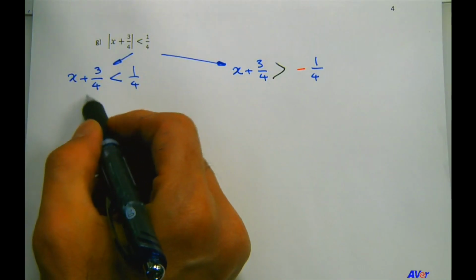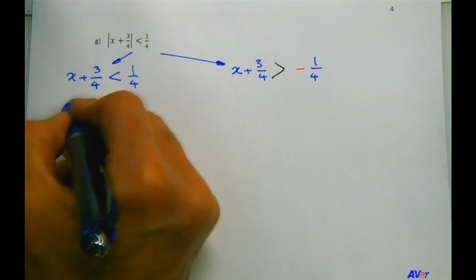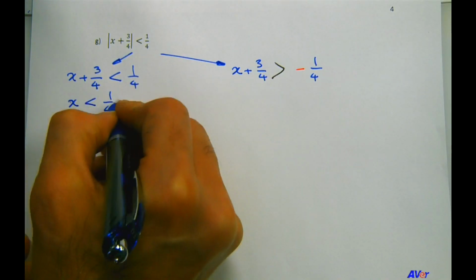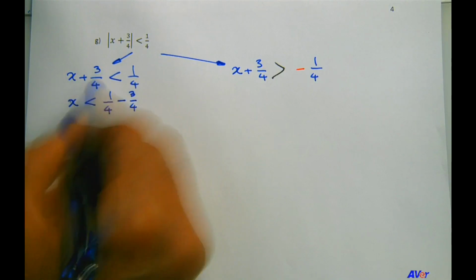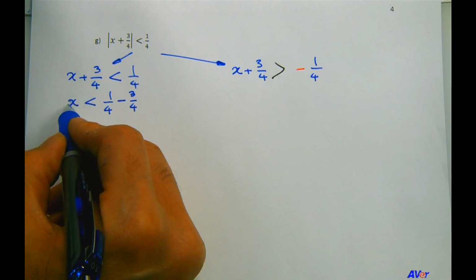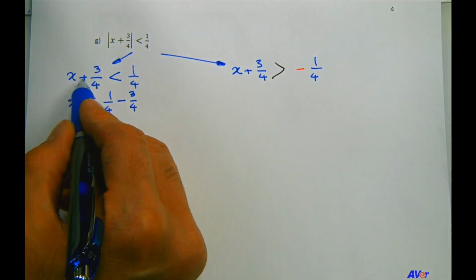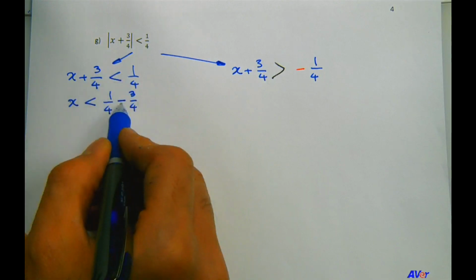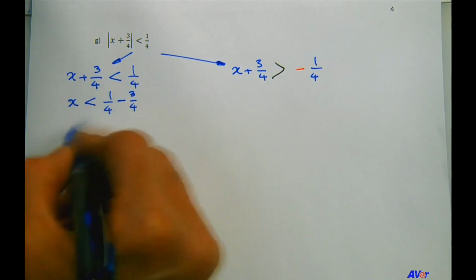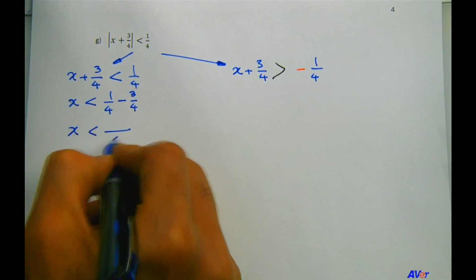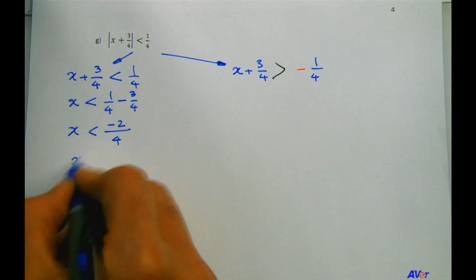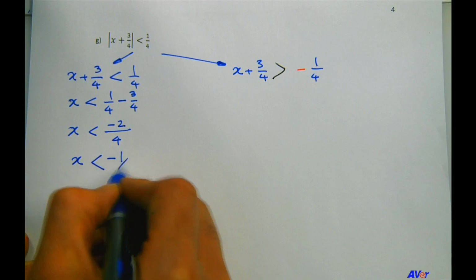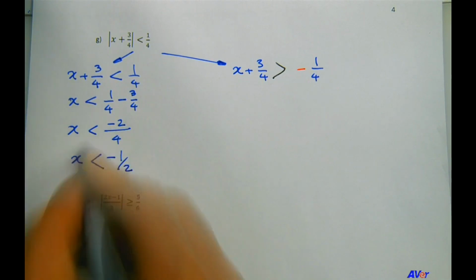Okay? So now let's solve for x using each path. On this side, we have x < 1/4 - 3/4, right? We're solving for x, so we're isolating it. The 3/4 was positive on this side. When I move it to the other side, it becomes negative 3/4, right? And we already have the common denominator, so we can subtract the numerators. 1 minus 3 is minus 2, and then x < -1/2. So that's one of the solutions.